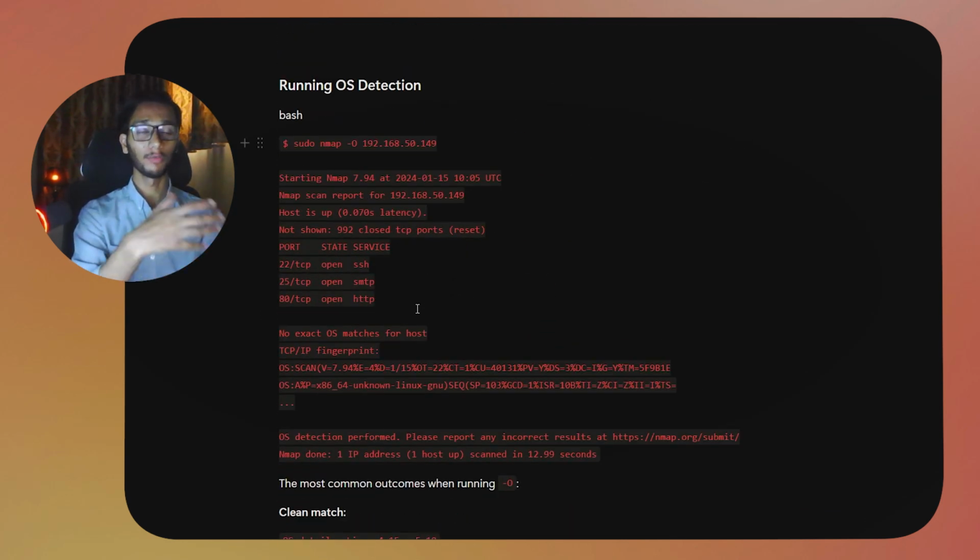Now look at this one. This is how we can actually do the operating system detection scan.